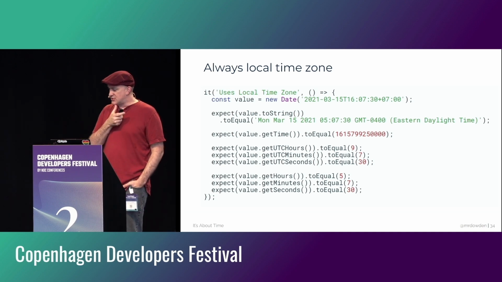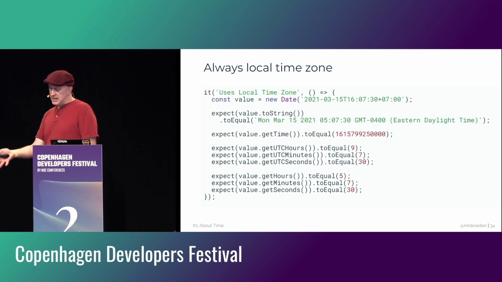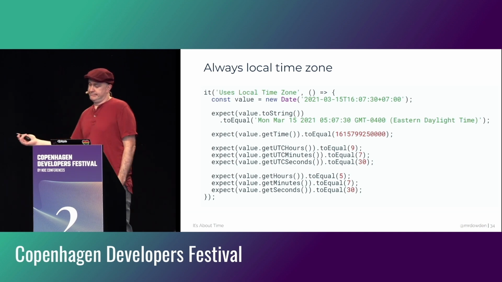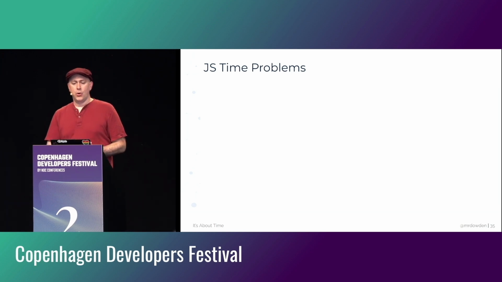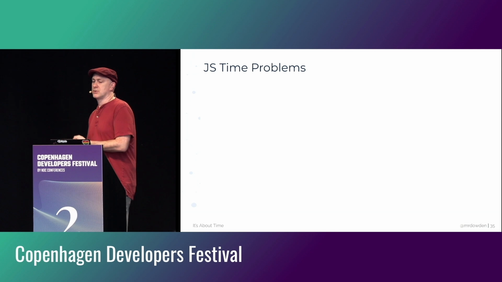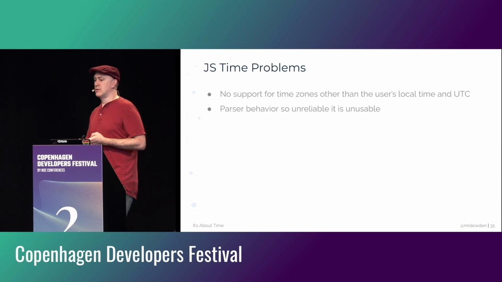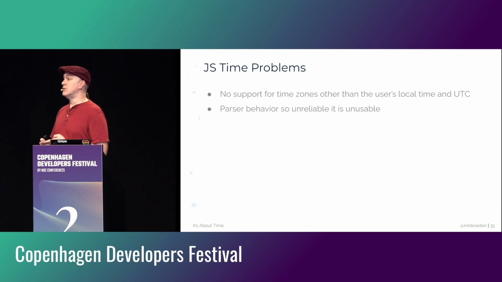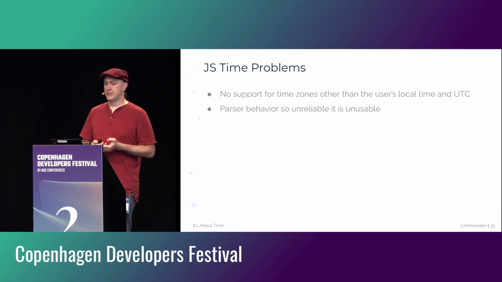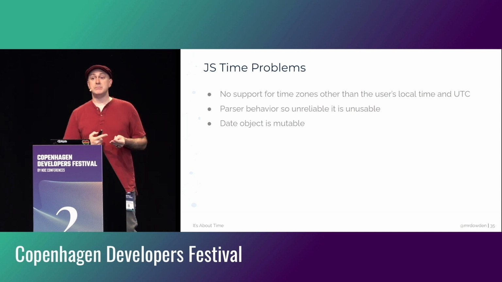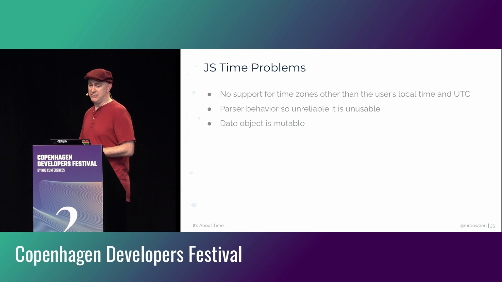But this is just kind of showing that example, right? You get into all of this. Why are the numbers not what I expect? So, problems with JavaScript times. No support for time zones other than the user's local and UTC. The parser behavior is so unreliable that it's effectively unusable. We cannot trust it on more than a single device. The date object itself is mutable, so even passing it around within our applications is unsafe.